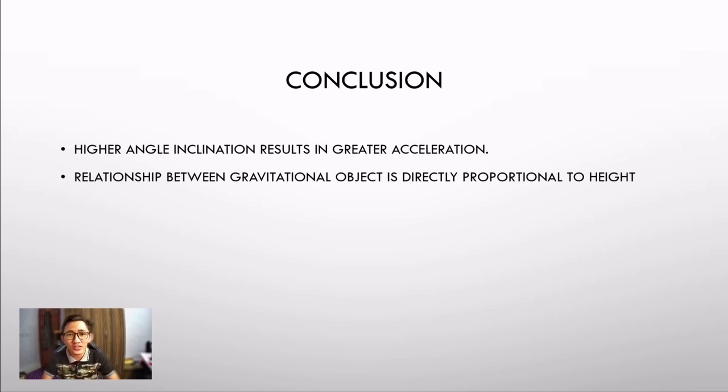Conclusion. Based on the data obtained, the higher the angle of inclination, the greater the acceleration. This shows that gravitational potential energy is directly proportional to height. As an object falls from a higher ground, it tends to have greater potential energy before it is converted into kinetic energy.